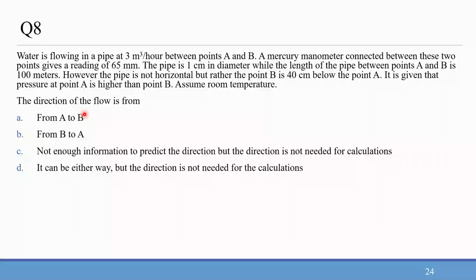But we know now that elevation is also pushing the flow from A to B, and pressure difference is also pushing the flow from A to B. So the answer is option A. A is the right answer, from A to B.